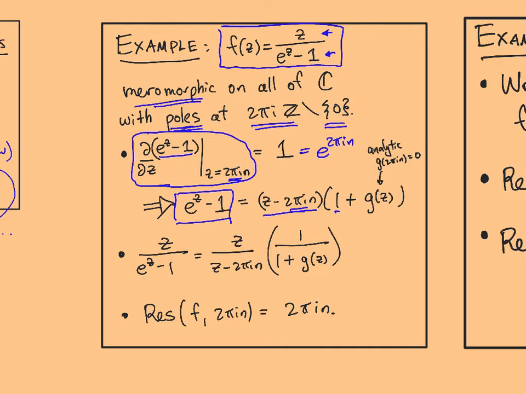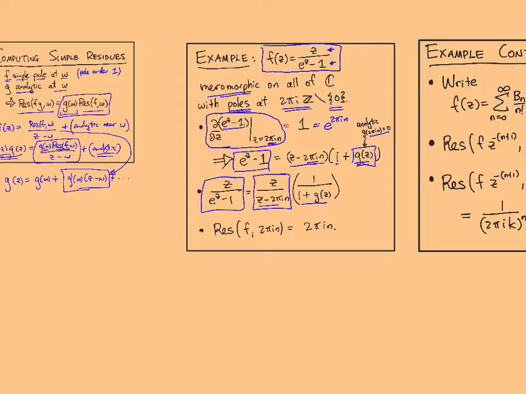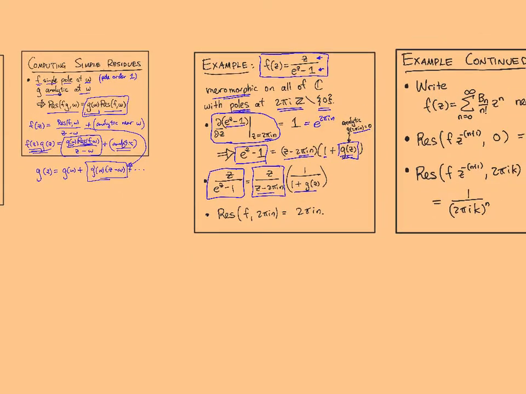So I'll have 1 plus something that's analytic and vanishing at 2 pi i n. I don't really care about this piece, but I do need to know that it vanishes at the point in question. And so now I can write out this function as z over z minus 2 pi i n, times 1 over 1 plus g, and using the previous formula, I can compute the residue at 2 pi i n.